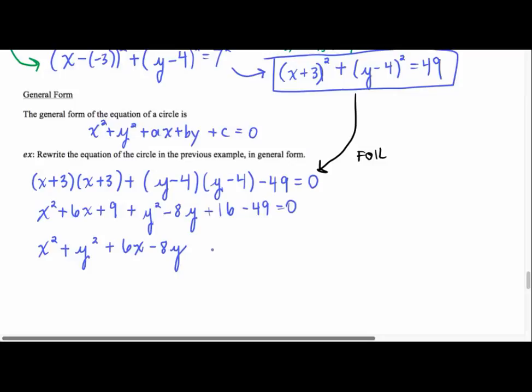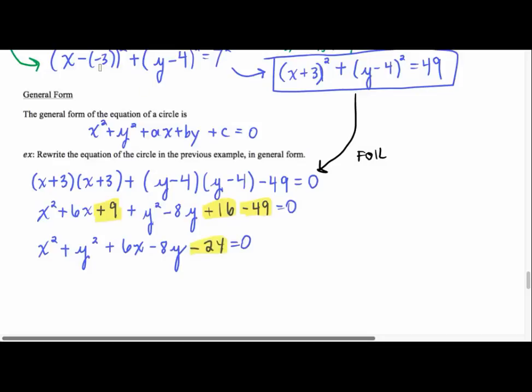Okay, when I FOIL all that out, I'm getting plus 6x for my middle term and minus 8y. Then rearranging, I'm putting this y squared here and the 6x there. And then we need to combine all the constants. So 9 plus 16 is 25. Minus 49 is negative. So I got 25 minus 49, negative 24. Good. Equals 0. Practice your mental math.